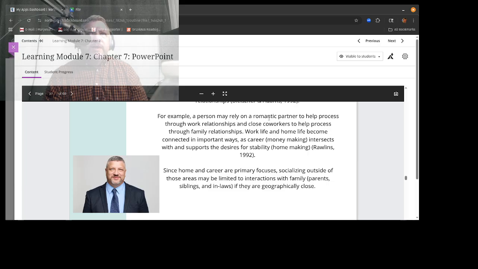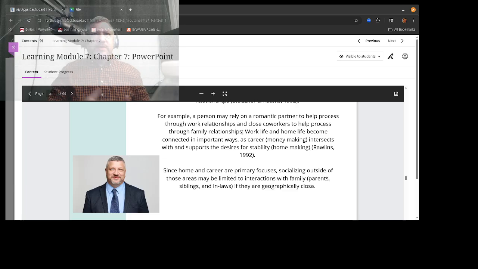A person may rely on a romantic partner to help process their work relationships, and close co-workers may help process their family relationships, including their romantic relationship with their romantic partner. So there's a cycle, a circle, right? And I can attest to this. This is normal for adulthood.